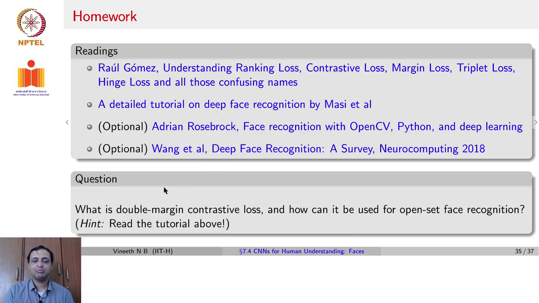So the question that we left behind was, what is double margin contrastive loss and how can it be used for open set face recognition? The hint for you is to read this tutorial by Masi et al. to get your answer.